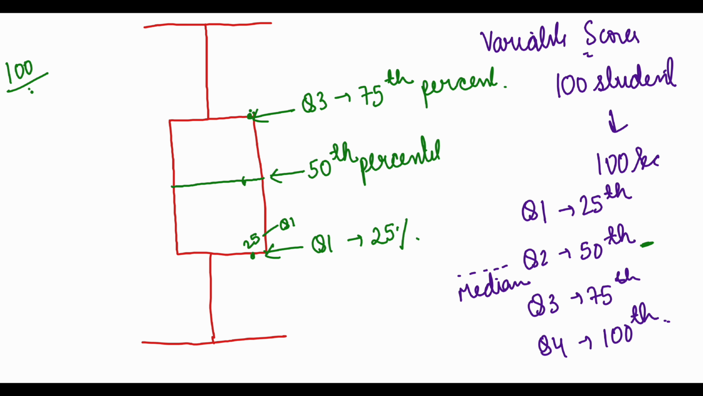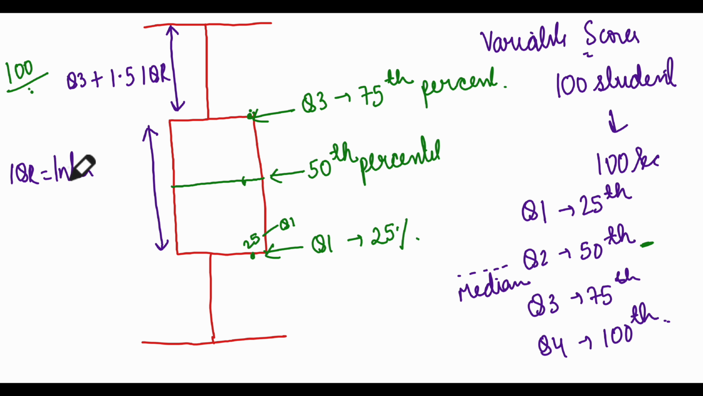Now comes this particular difference. This is called Q3 plus 1.5 times IQR. What is IQR? IQR is this distance. IQR is called the interquartile range, and this is equal to Q3 minus Q1. Remember this particular part.